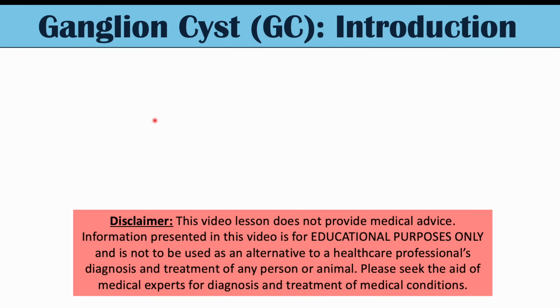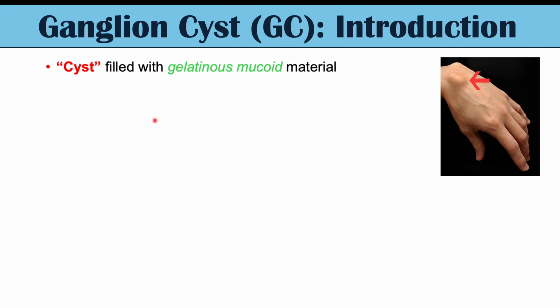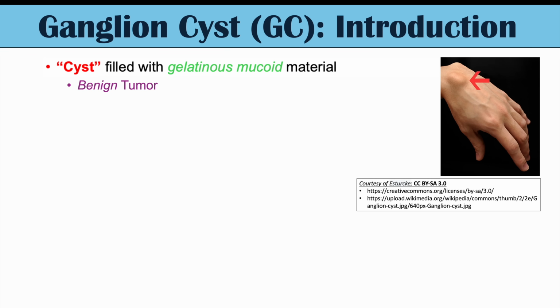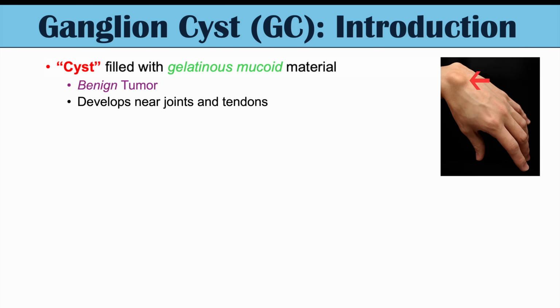We're talking about ganglion cysts in this lesson. These are benign tumors that can occur on the hands and other parts of the body. They are cysts that are filled with a gelatinous mucoid material. We'll discuss all of this in more detail when we talk about the pathophysiology later. Again, they're a benign tumor and they are going to develop near joints and tendons. Again, we'll discuss this in more detail later.